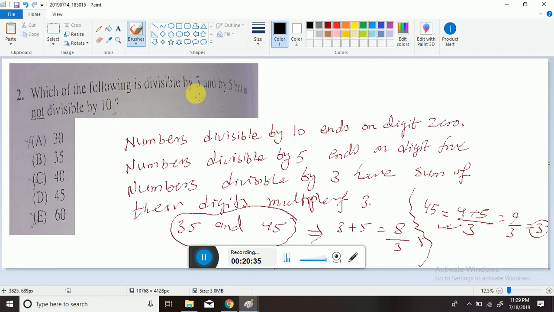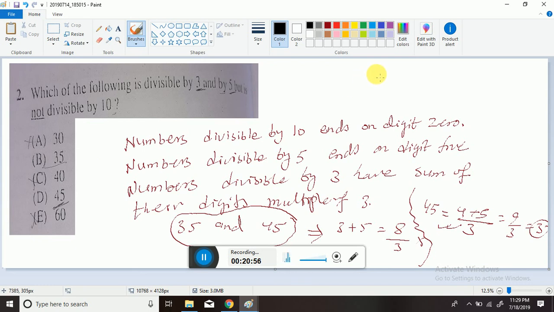Which of the following is divisible by 3 and 5? We need to see both. Now again, when a number is divisible by 5, what is our condition? The number has to end in 5. So our answer is either B or D. It is sure. Now again, by 3, which should be divisible by 3, means 35 and 45.